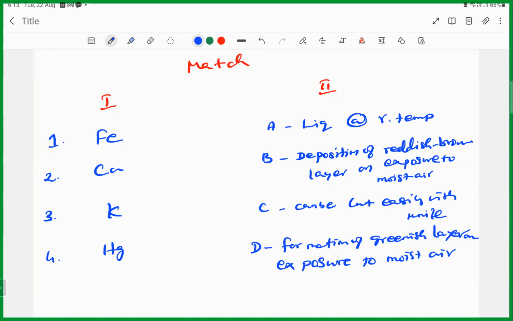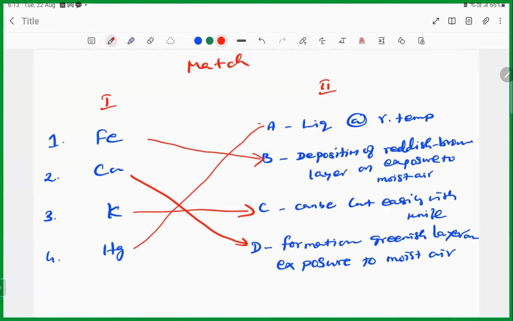For Fe, deposition of reddish brown layer on exposure to moist air. For copper, formation of greenish layer on exposure to moisture. And what about potassium? Can be cut easily. And what about mercury? Liquid at room temperature. Very good.